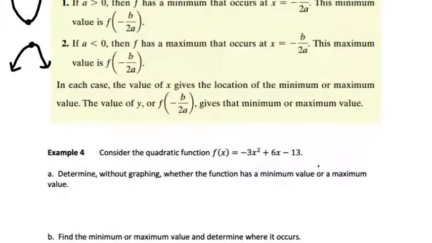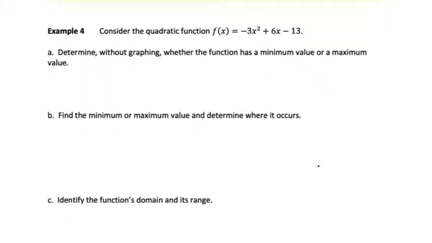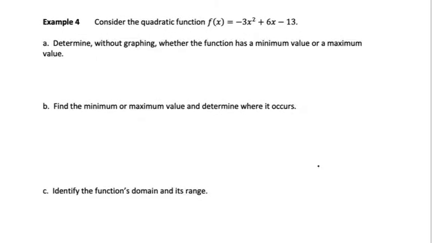So we're going to look at example 4. It says to consider the quadratic function f of x equals negative 3x squared plus 6x minus 13. Part A says to determine without graphing whether the function has a minimum value or a maximum value. So for that we need to look at the leading coefficient, or the a. In this case a is negative 3. And since it is negative, that means that it's going to have a maximum value.